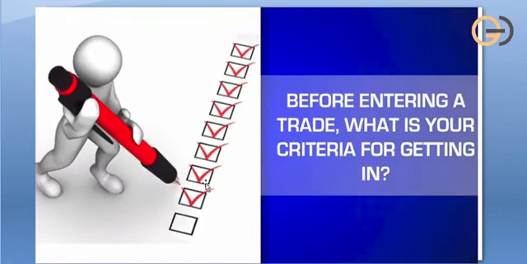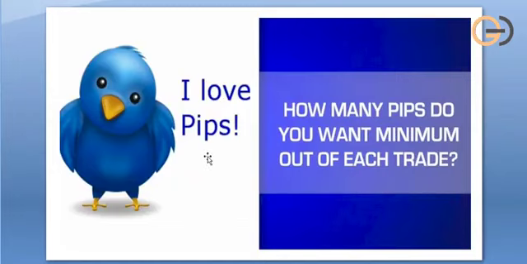So before you enter the trade, what is your criteria for getting in? You need to know how to enter the trade, and you need to know the reasons you are entering the trade, the criteria that must be met before you enter. You also need to know how many pips you want at minimum out of each trade. How much do you want to make per trade? How much do you want to make per movement of price? Are you going to be targeting 15 pips, 20 pips, 100 pips? You need to know all of this together.